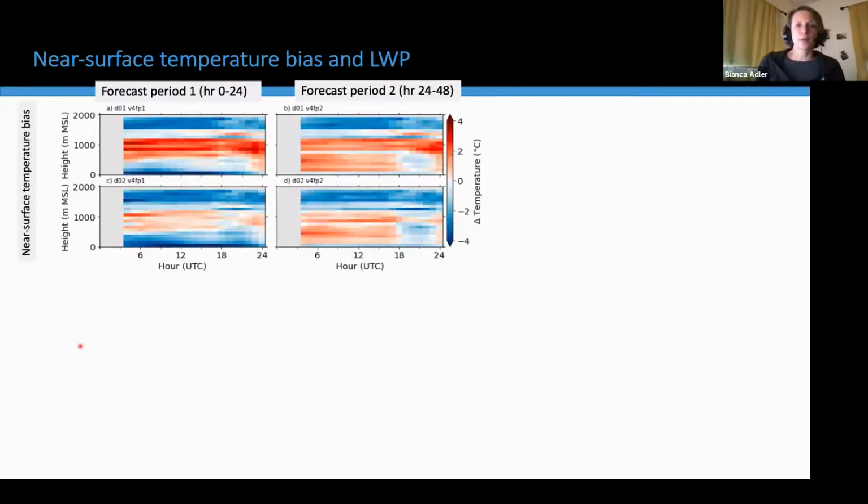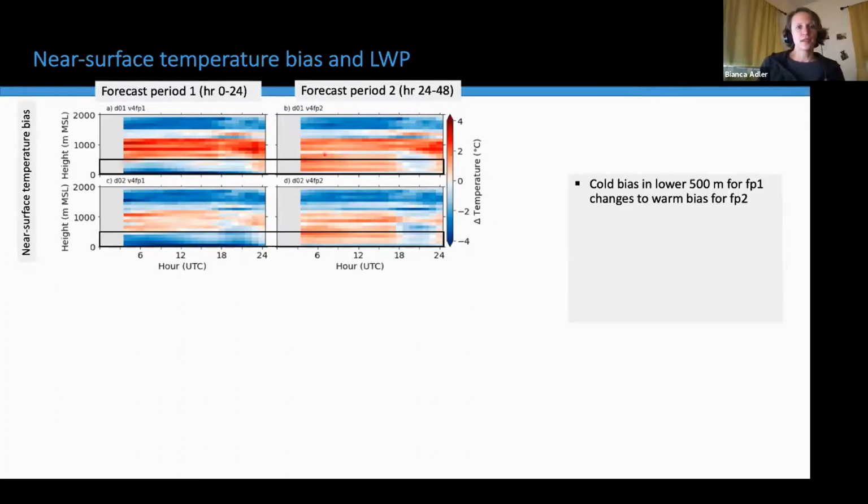Okay, so the last thing I want to present now is the difference in the near surface temperature bias for both forecast periods. These are again 24-hour composites of temperature bias for the near surface stations. For forecast period 1, we have seen this 3-layered structure with a cold bias in the lowest few hundred meters, positive bias in the middle layer, and then a negative bias above mean ridge height. When we now look at forecast period 2, we see that this negative bias in the lowest few hundred meters is replaced by a positive bias during nighttime.